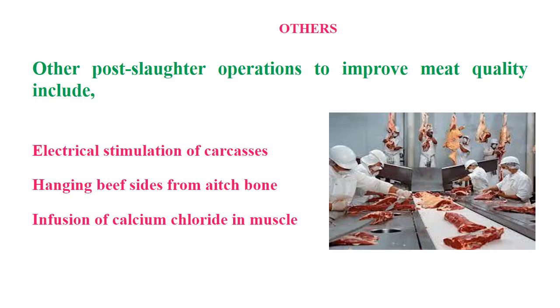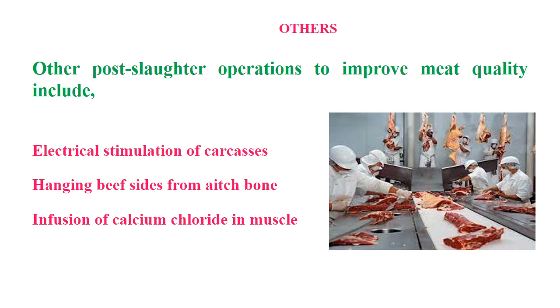So there are certain other modern practices. These are the other factors affecting the meat quality. So, post-slaughter operations to improve the meat quality, these are the modern practices. First is electrical stimulation of carcasses. This is a modern practice applied to carcasses just after finishing the slaughter and dressing. This has two purposes. One is that it helps to do fast glycolysis. So after that the carcass can be taken for quick chilling.